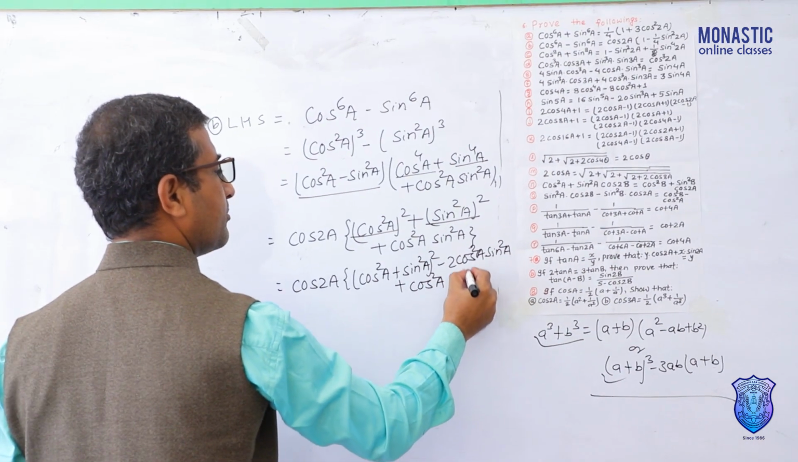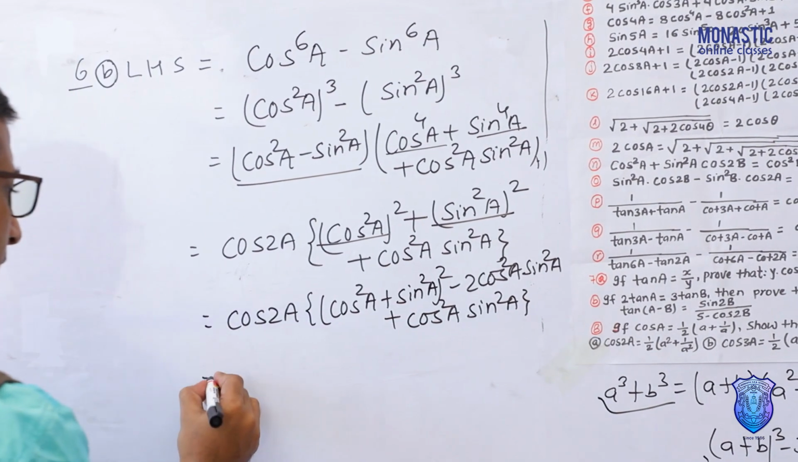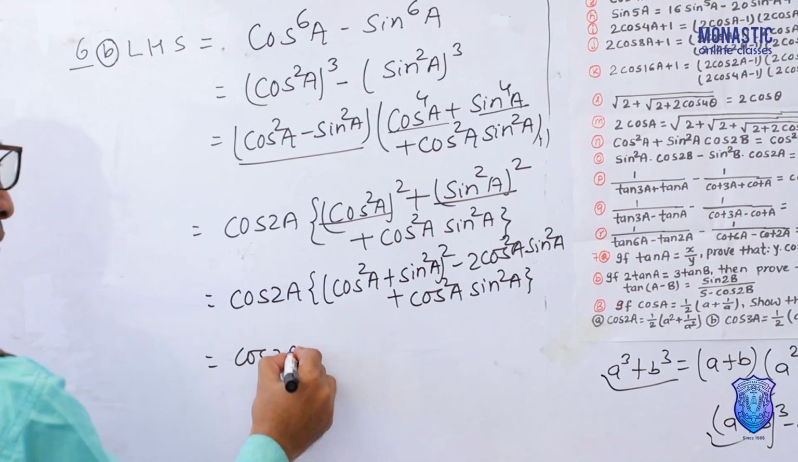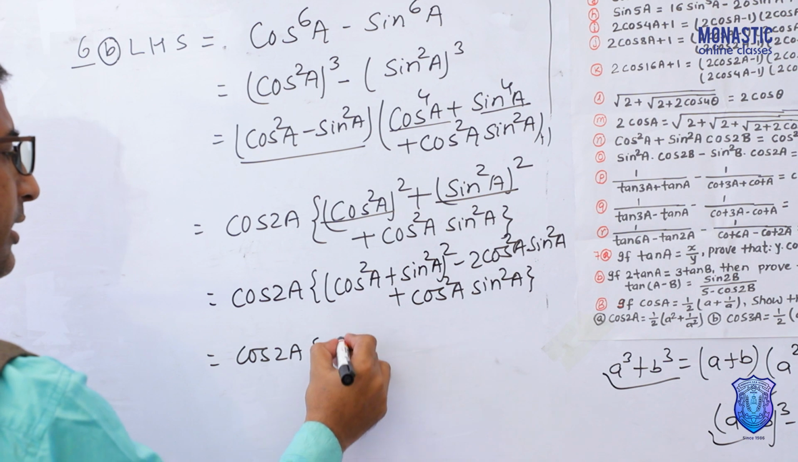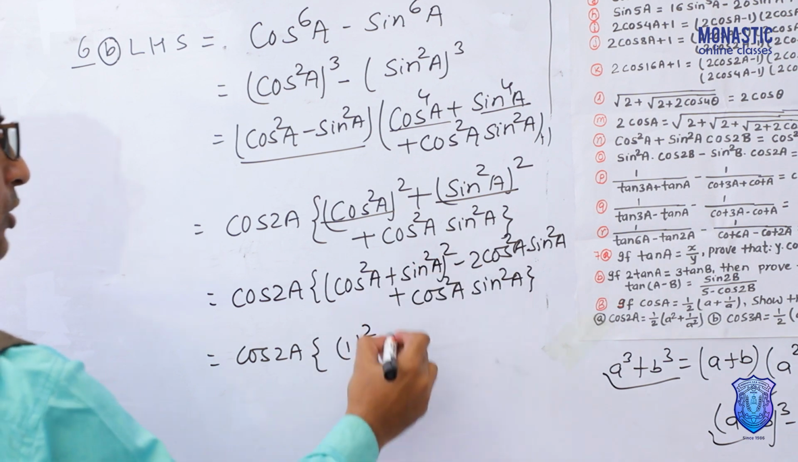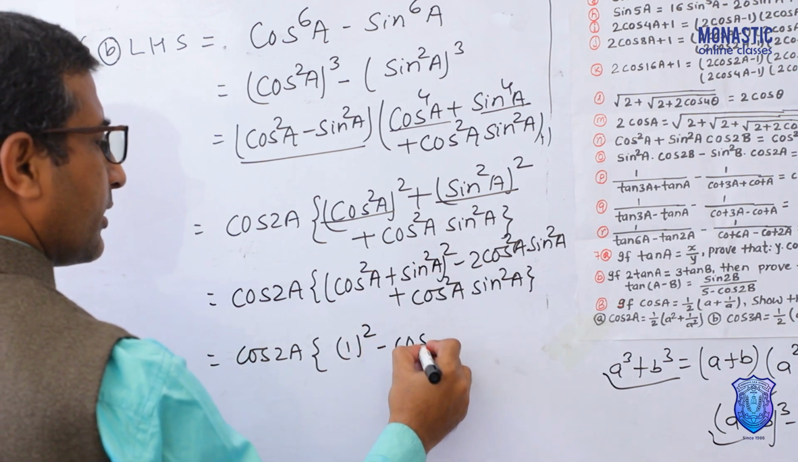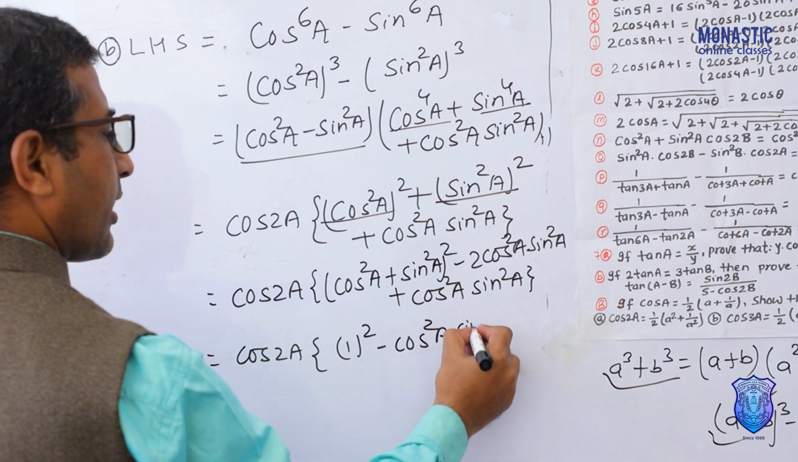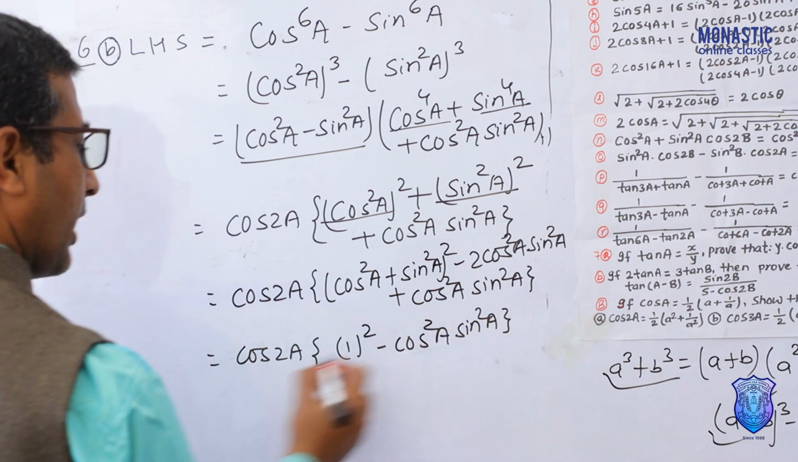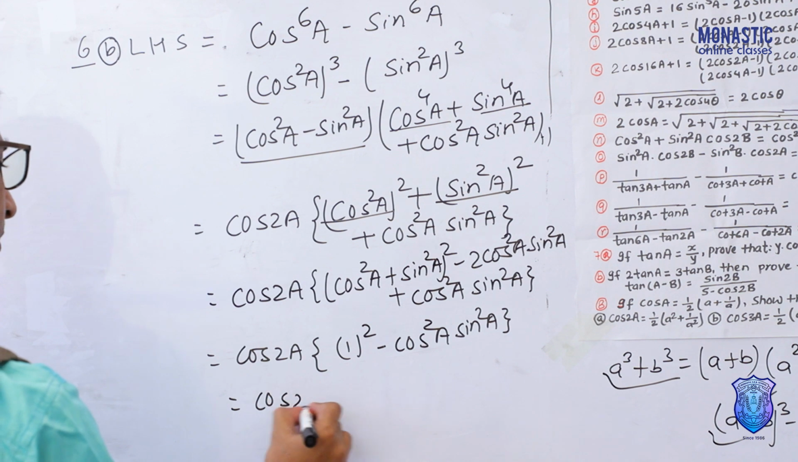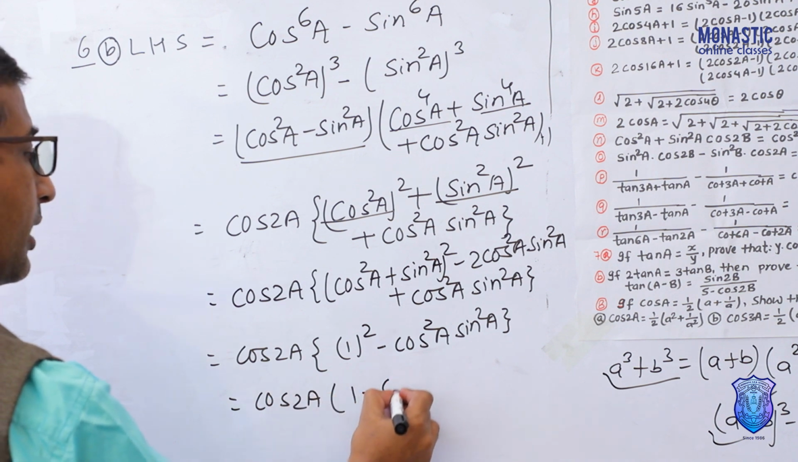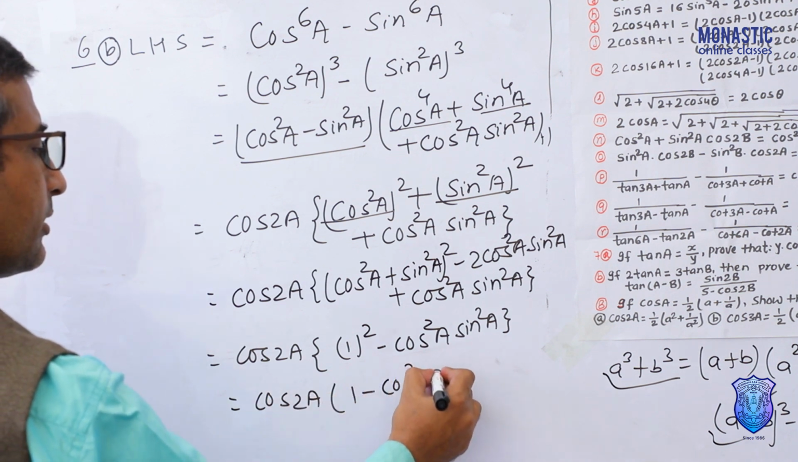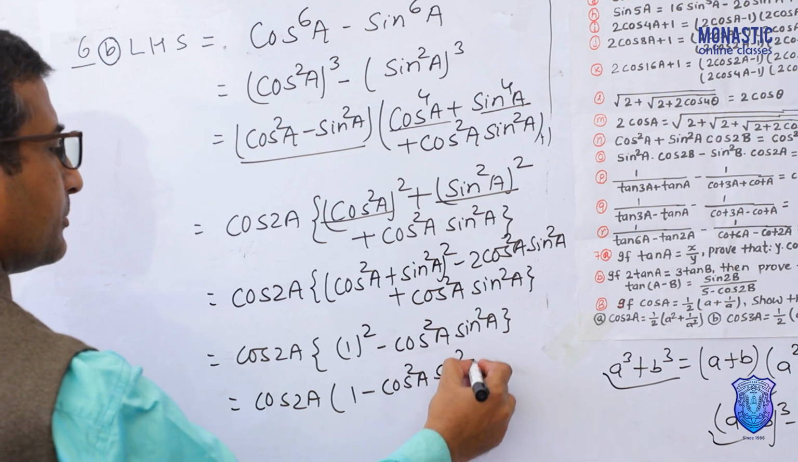Rest is written same. Now, you know the formula of cos square A plus sin square A is 1. Do the subtract. It came cos square A sin square A. And finally, we got the result 1 minus cos square A sin square A.